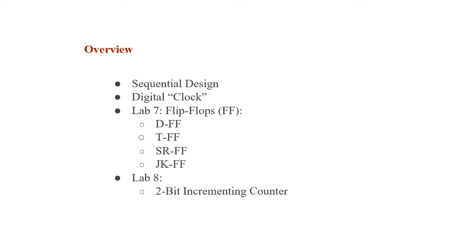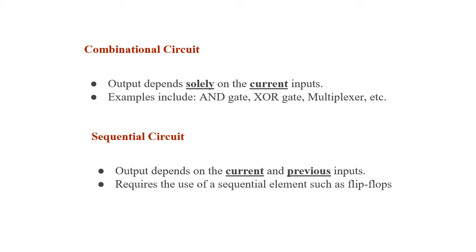the 2-bit incrementing counter. Up to last lab, we've been only dealing with combinational circuits. In combinational circuit, the output depends solely on the current inputs. So it's a combination of inputs and outputs. So examples of a combinational circuit include an AND gate, XOR gate, multiplexers, or a combination of those.